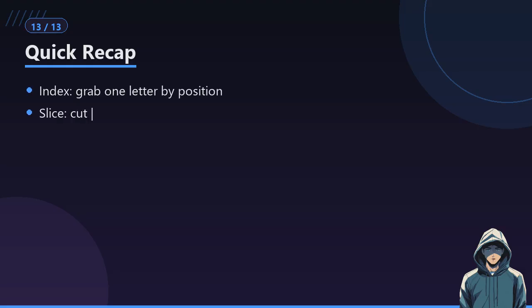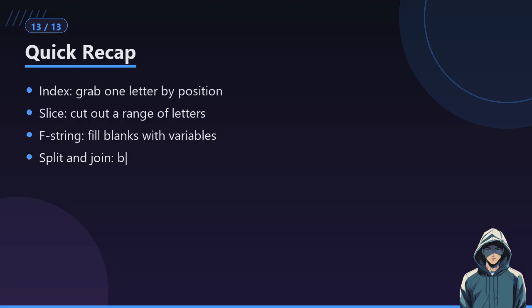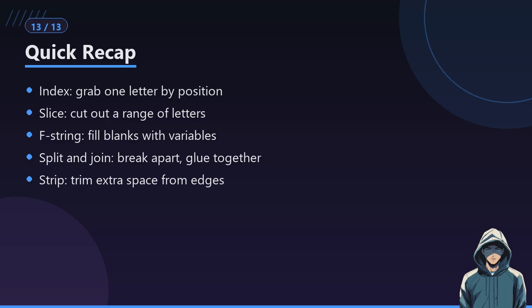Let's recap what we covered today. Indexing grabs a single letter using its position number, while slicing cuts out a whole range of letters at once. F-strings let you drop variables straight into a sentence, split and join let you break text apart and glue it back together, and strip trims away extra space from the edges. With these 5 tools, you can already do most of the everyday work of handling text in Python.